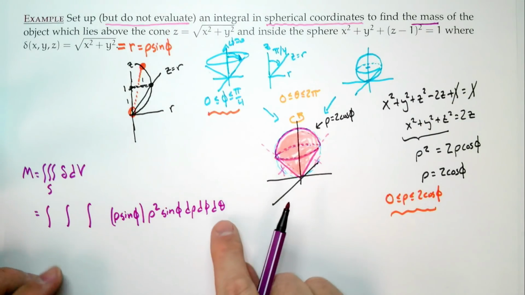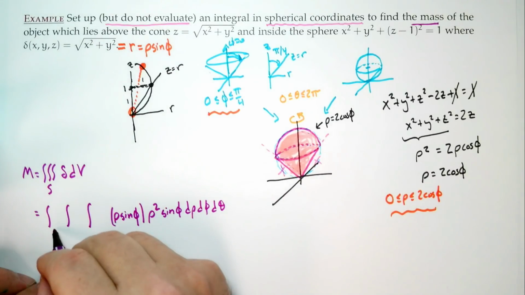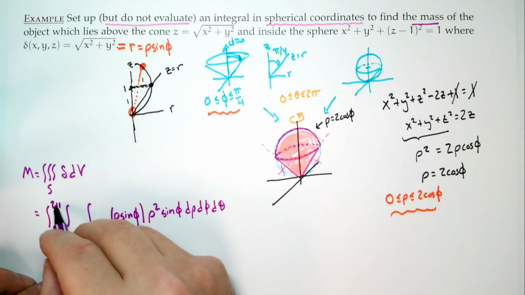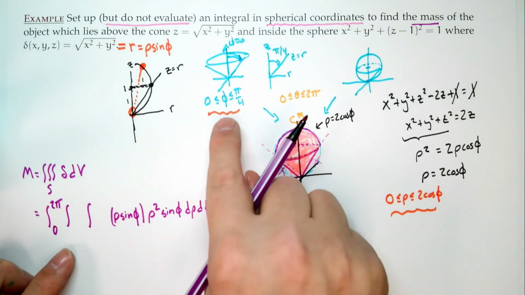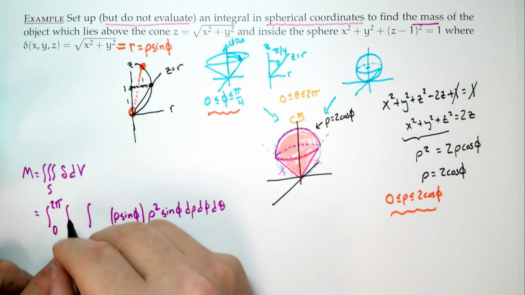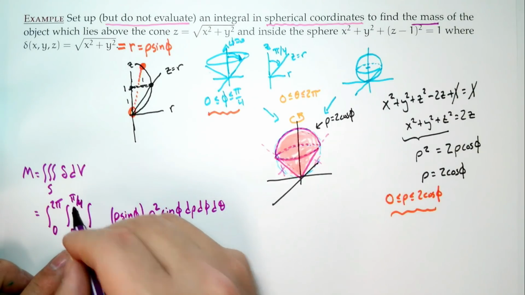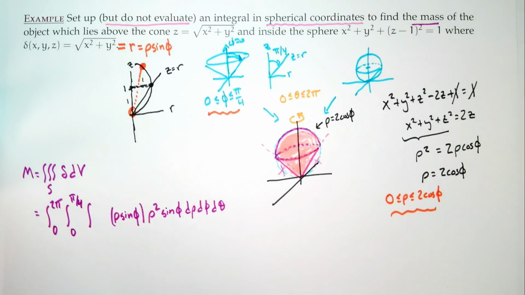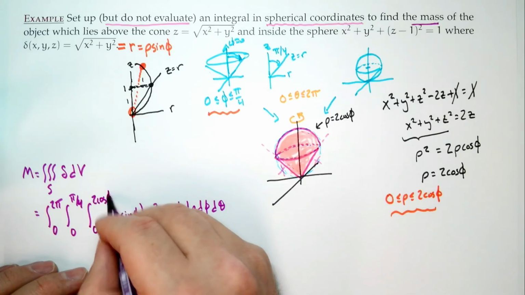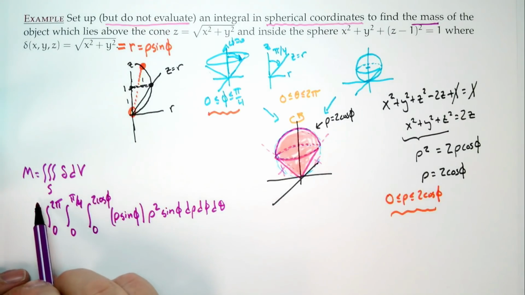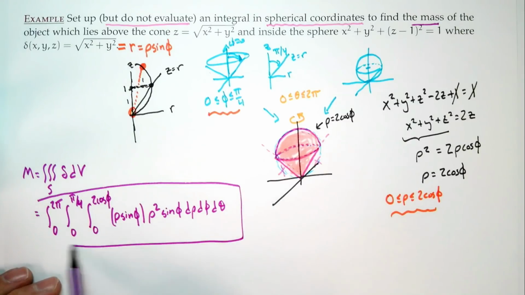Where does theta go from? Full revolution, 0 to 2 pi. Where does phi go from? Again, we've talked about that. We're going from 0 up to pi over 4, restricted by our cone. Where does rho go from? From 0 all the way out to 2 cosine phi. And that is our setup. There we go. Life is good.